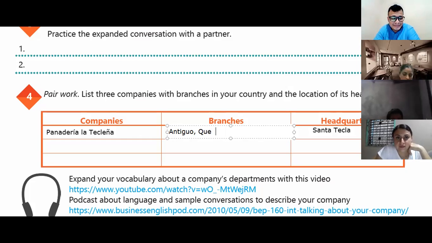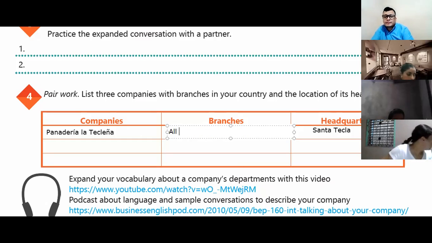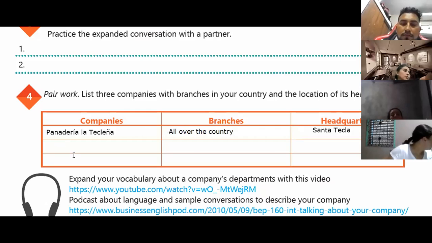Metro Centro, right? We can say a lot of places. En este caso, okay, it has branches maybe in all El Salvador, right? So in a national level, right? Podríamos decir it has branches all over the country, right? Digamos que esta fuera una compañía, podemos decir all over the country, okay? All over the country. There you go. Si hubieran todos los departamentos, right?